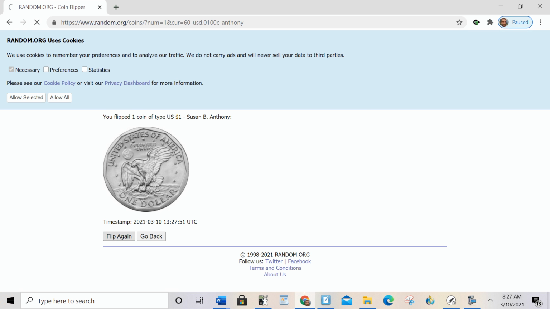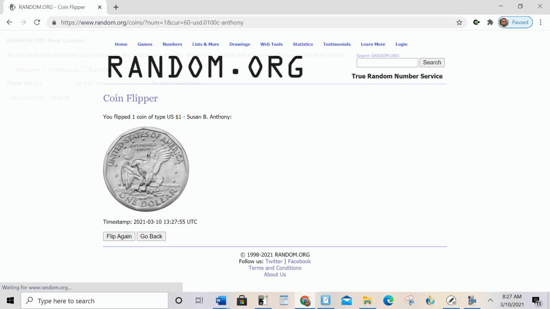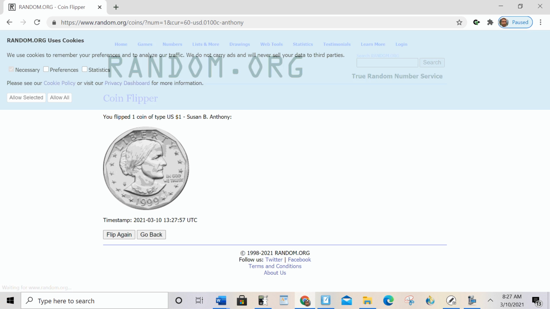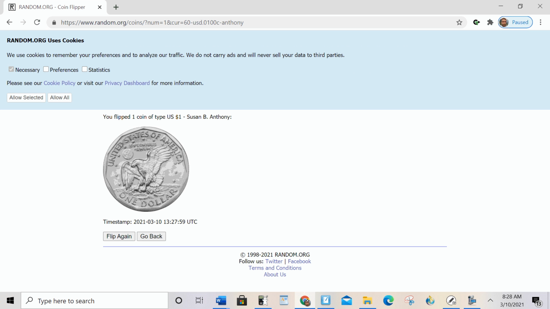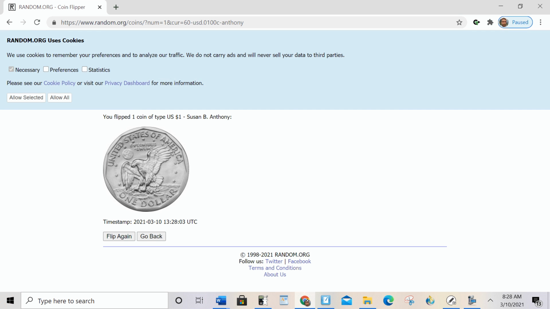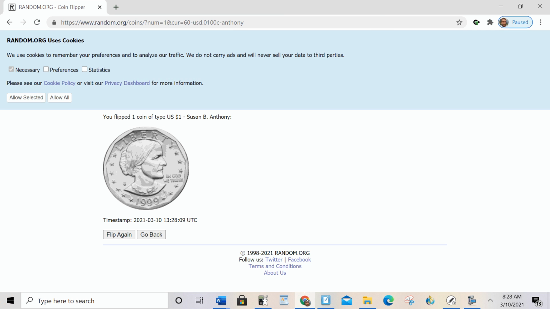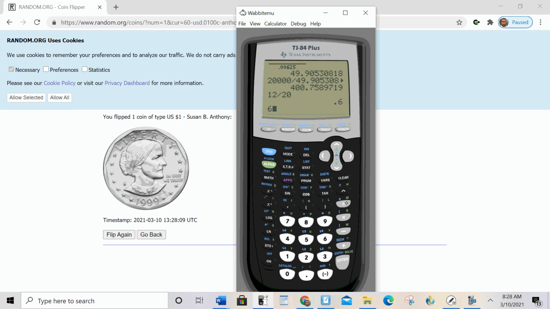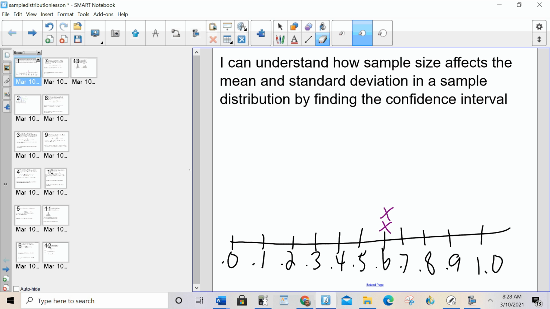3 out of 11, 3 out of 12, 3 out of 13, 4 out of 14, 4 out of 15, 5 out of 16, 5 out of 17, 5 out of 18, 5 out of 19, 6 out of 20. 0.3. Now, even though 0.3 is pretty far from the middle, we were at 0.8 for a while early on.